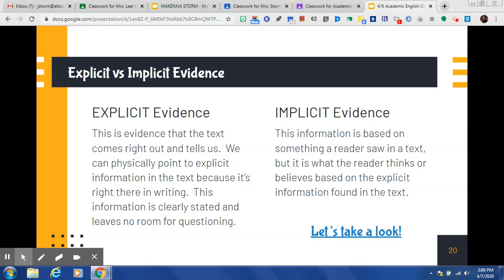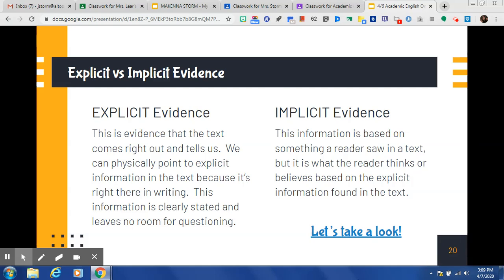When we look at explicit versus implicit evidence, explicit evidence is evidence that is right there in the text. It comes right out and tells you. So it is right there. You can point to it, and it is clearly stated, and it does not leave any room for questioning. It is in black and white.